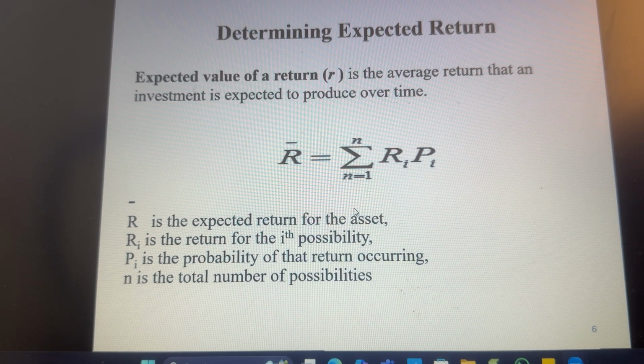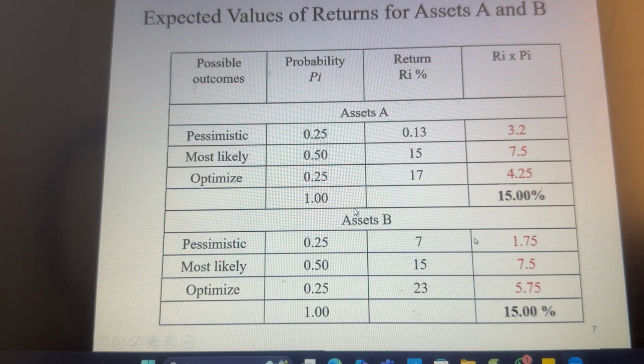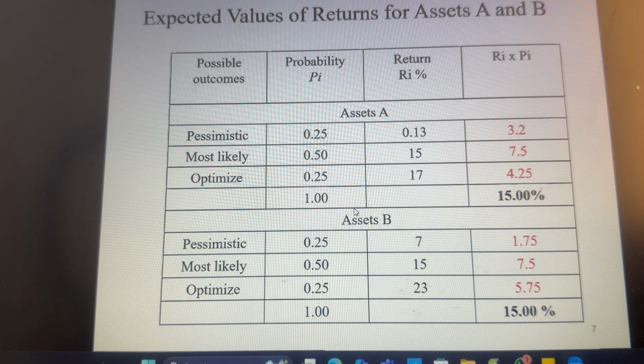So here we adopt the probability concept: multiplying each possible return by its probability, and the summation of all possible outcomes, from 1 up to n possibilities, is what we define as the expected return. This is the way to measure expected return in finance. If I apply this equation to calculate the expected return, I take an example.